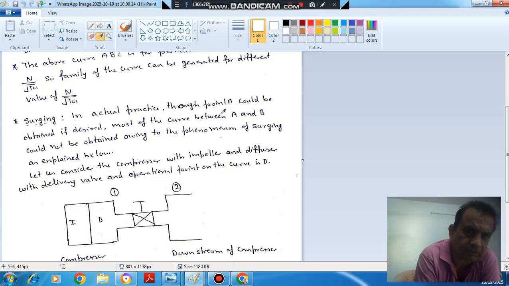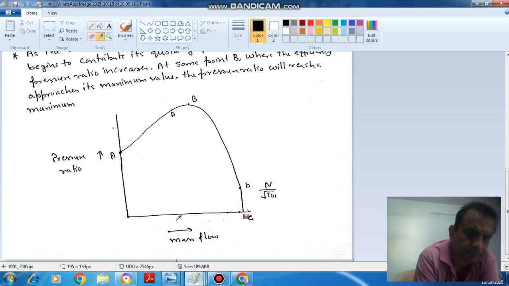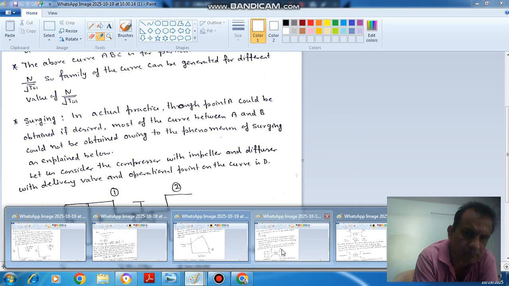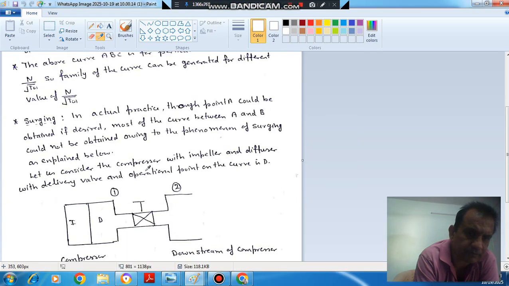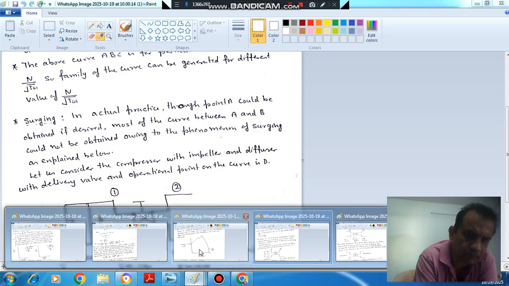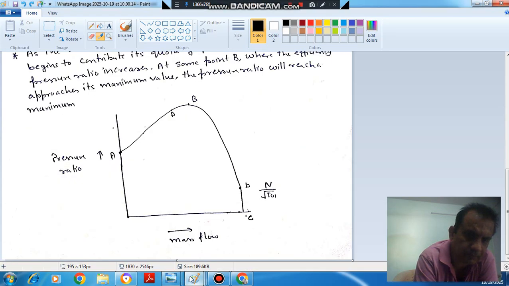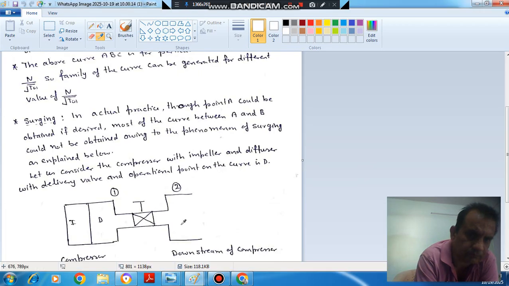In actual practice, though point A could be attained if desired, most of the curve between A and B could not be obtained owing to the phenomenon of surging, as explained below. So these points cannot be obtained because of surging. Let us consider the compressor with impeller and diffuser with delivery valve, where the operational point on the curve is D, with 1 as outlet and 2 as downstream.